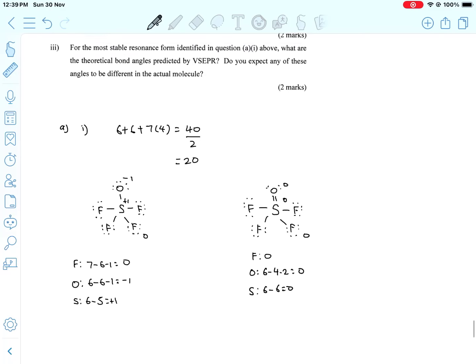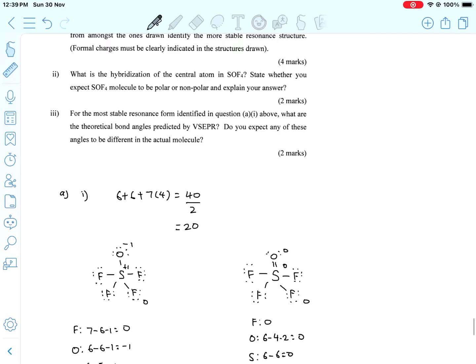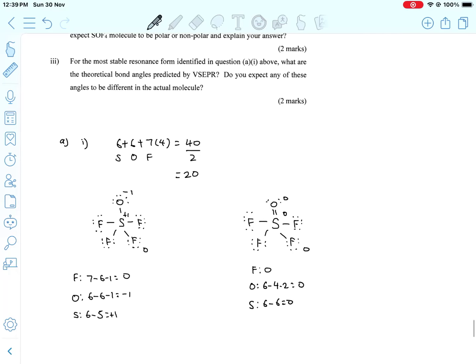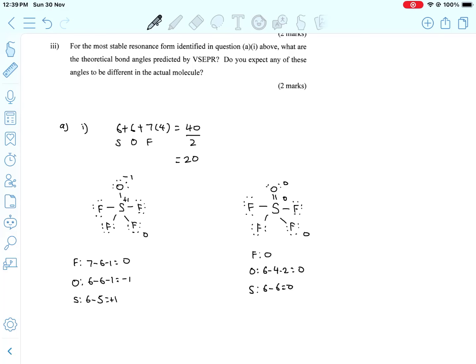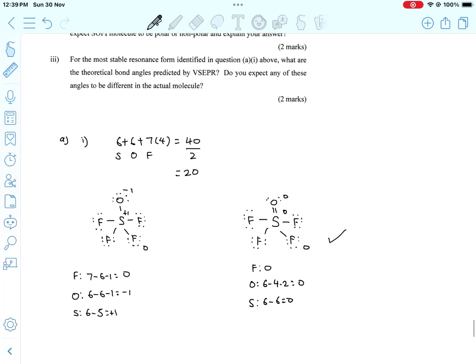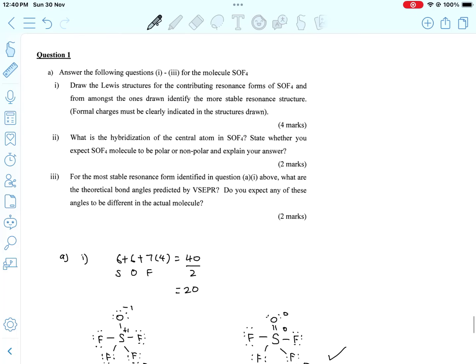First thing would be to identify the electrons of each atom inside the molecule. So it's 6 for sulfur, 6 for oxygen, and 7 for fluorine. But since there's 4 fluorines, we have to times 4. Total will be 40 electrons. Then you draw the resonance structure and you realize that actually the second one is the most sound one. I mean the most possible one because the formal charges are the lowest.